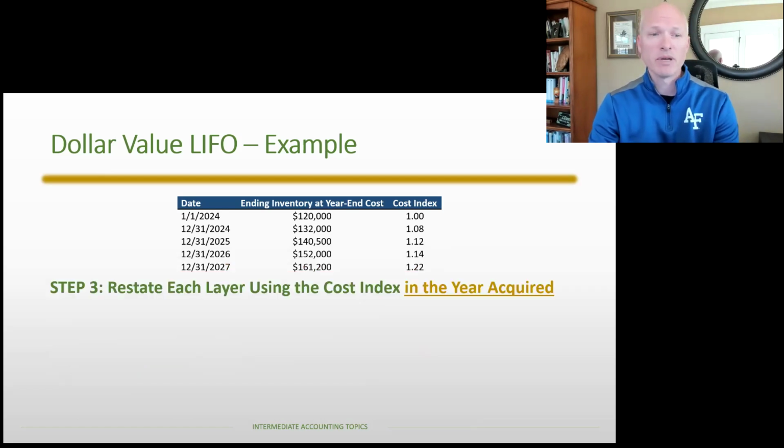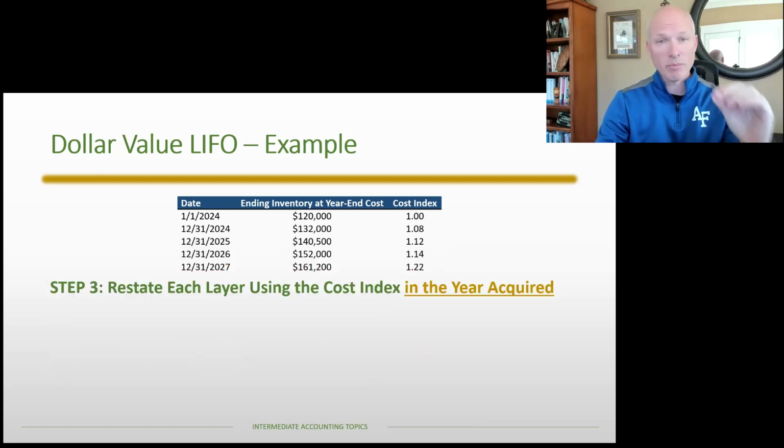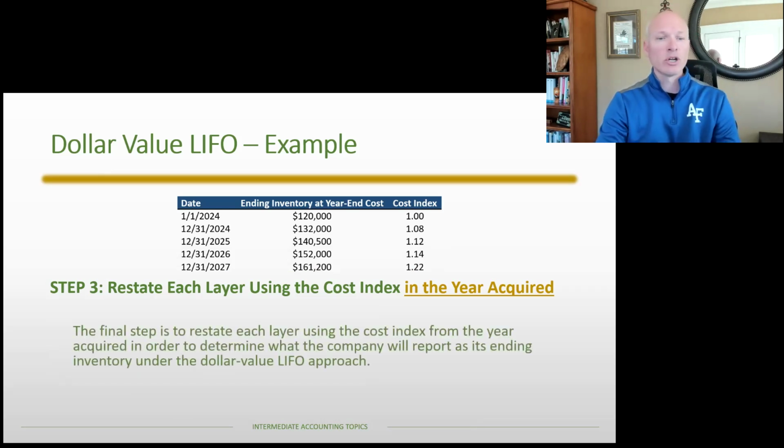So the final step is to take those layers that are at base year costs and now adjust them to the acquired cost or the acquisition cost. And so every single one of those layers has to be adjusted based on the cost index. So we're readjusting each layer to the correct acquisition cost. And so how do we end up doing that?